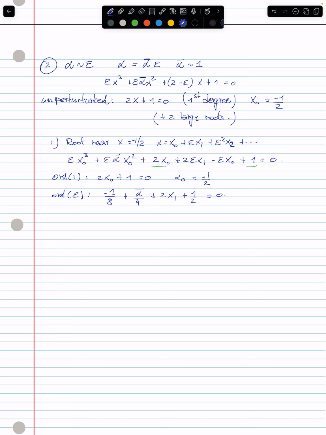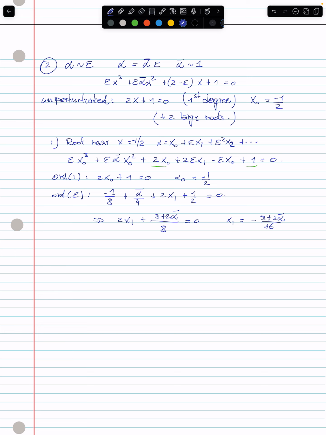The solution to that equation: we should put everything on the same denominator, which would be 8. We get 16 x1 plus 4 minus 1, that's 3, plus 2 alpha bar, and this is equal to 0. So it means that x1 is equal to -(3 plus 2 alpha bar) over 16, and we got the root.